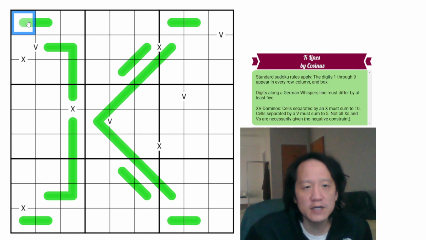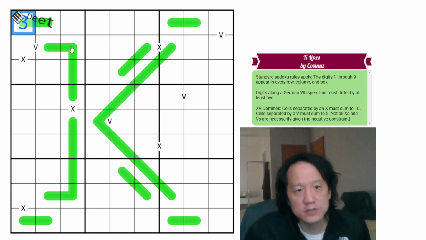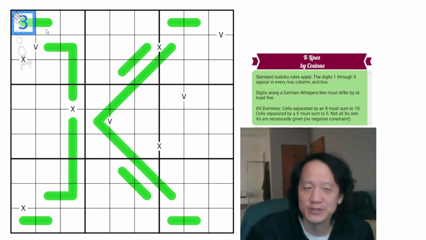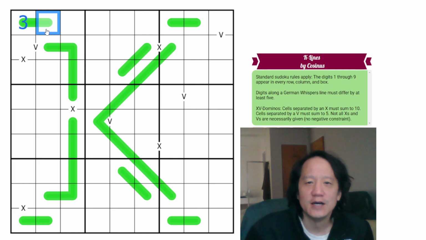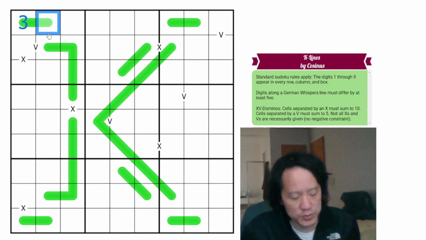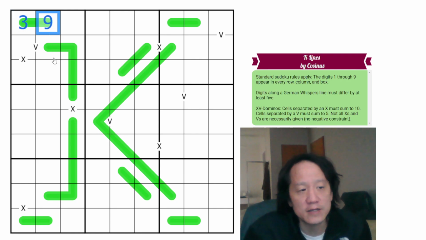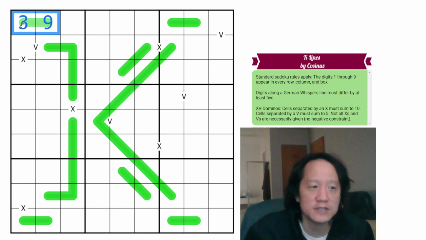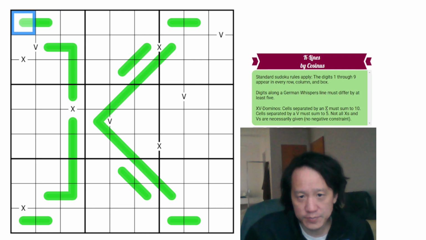Anyways, say this were a 3. We celebrate that there's a 3 in the corner. But digits along a German whisper line, adjacent digits must differ by at least 5. So if this were a 3, this would have to be an 8 or a 9 to be next to it, because you have to have a difference of at least 5 between adjacent digits on a German whisper line. So that's the rule for German whisper lines.